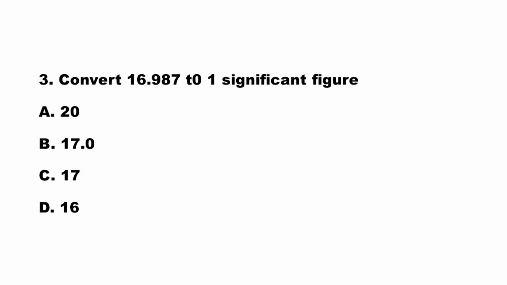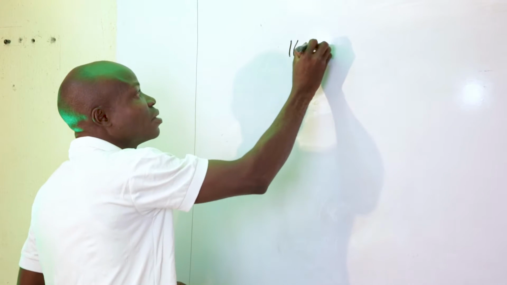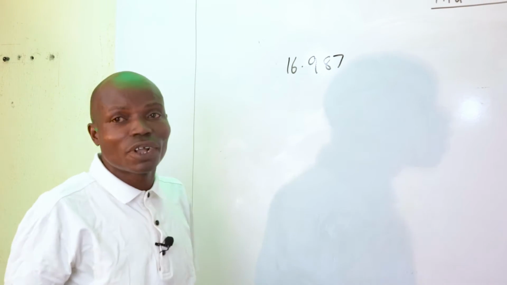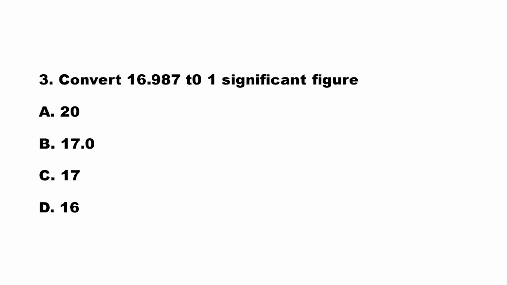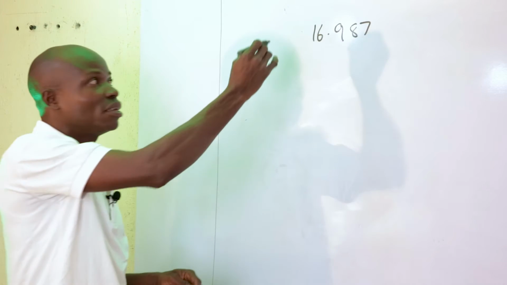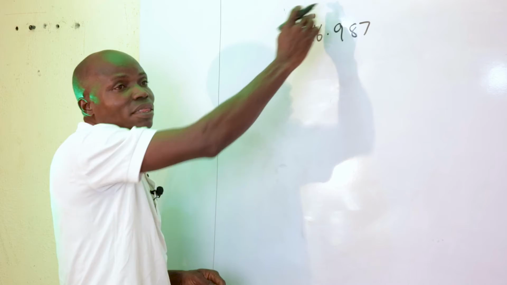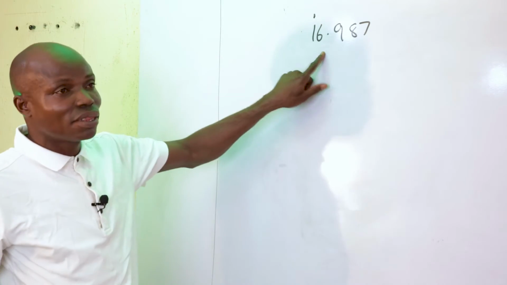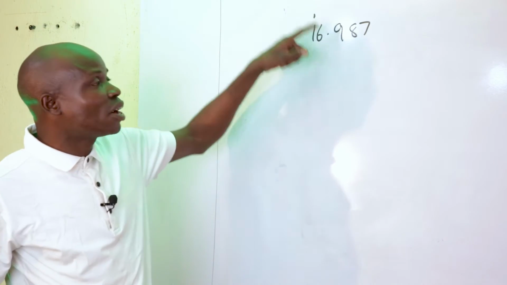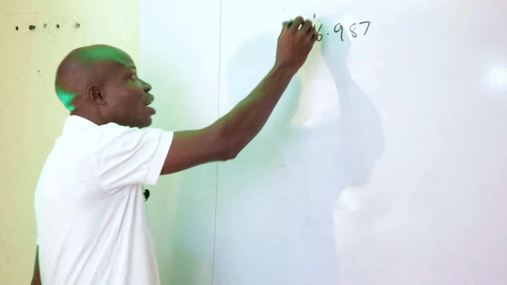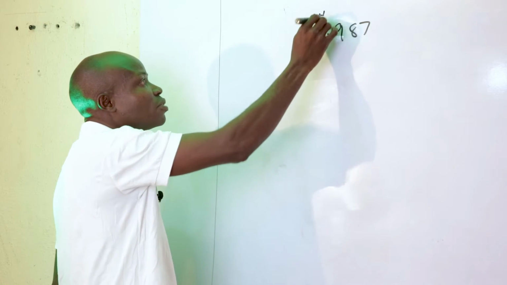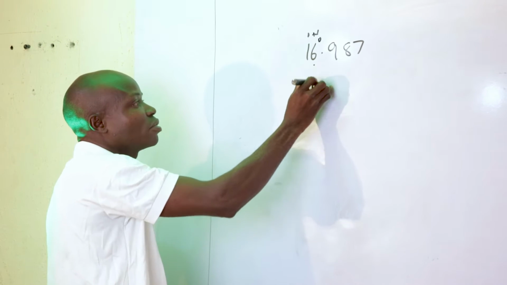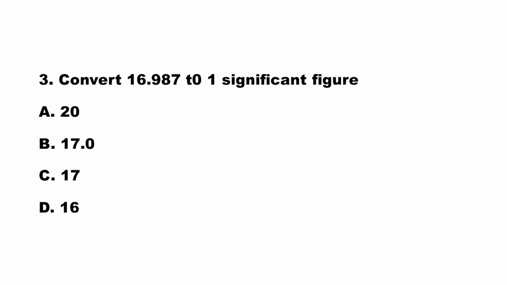Convert 16.987 to one significant figure. This question is from approximation of numbers, and the first digit here is 1, and the next digit to that 1 is 6. In this case, we round up the 6 to 1, add it to the first digit, and we have 1 plus 1. In the place of 6 here, we have 0, and the result gives us 20. So among the options here, the correct answer is option A.